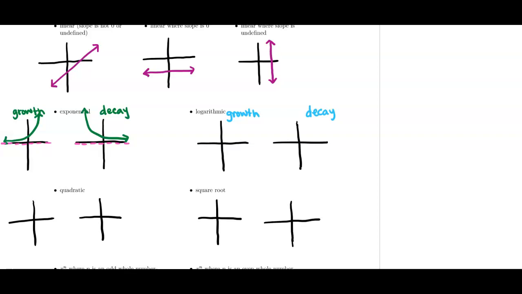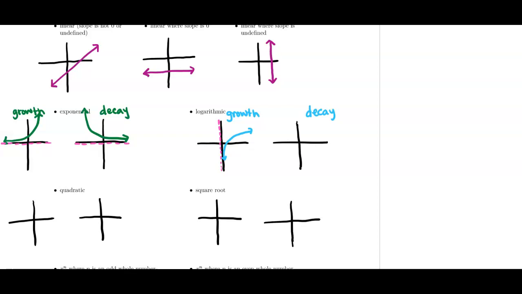So log growth kind of looks like this. It's going to get really, really close to that y-axis, but not touch it. And then it's going to go up and out like this. But we do have an asymptote here. There's my asymptote. With log decay, I still am going to have a vertical asymptote.